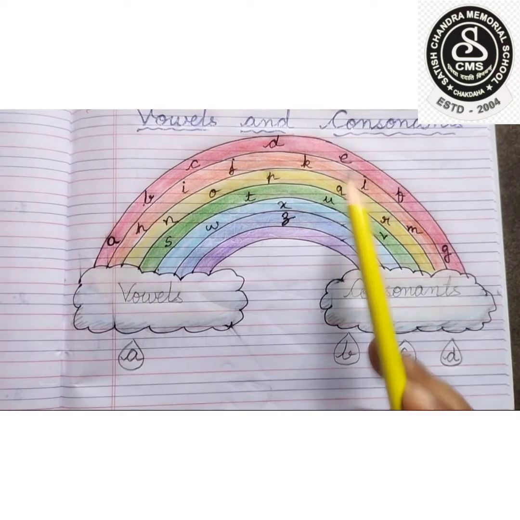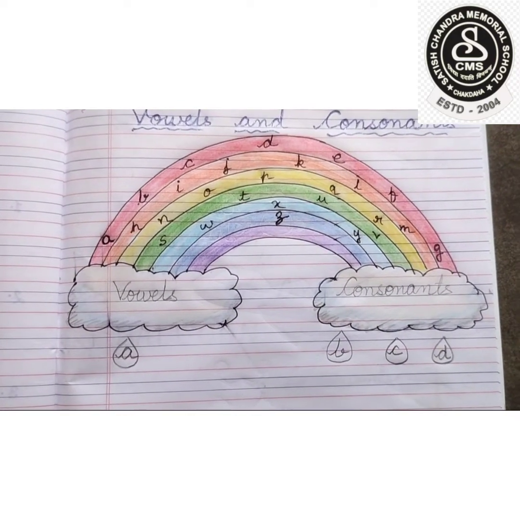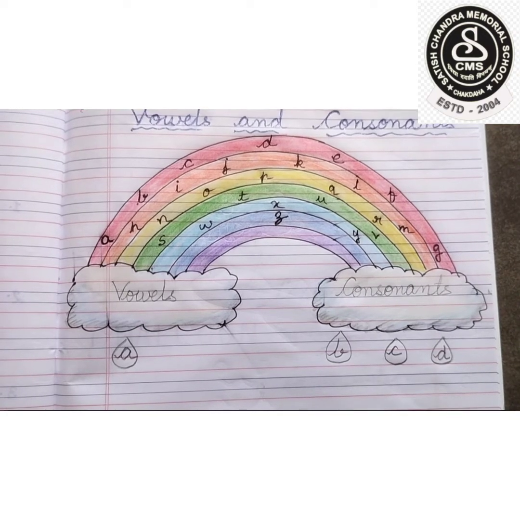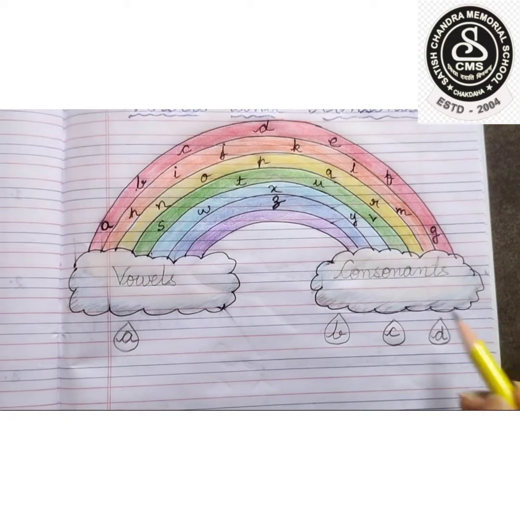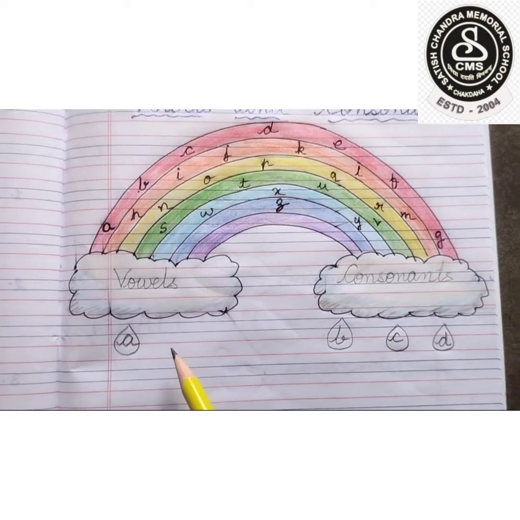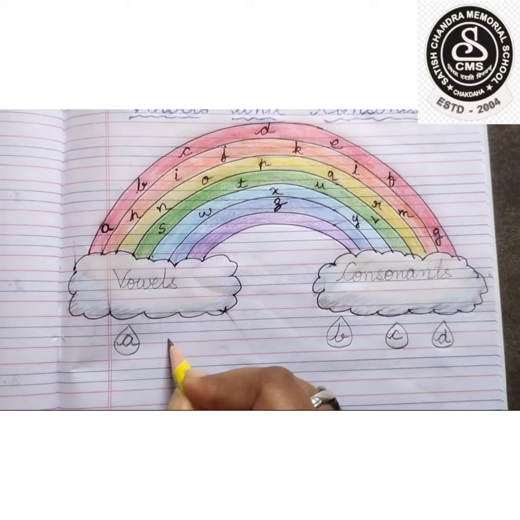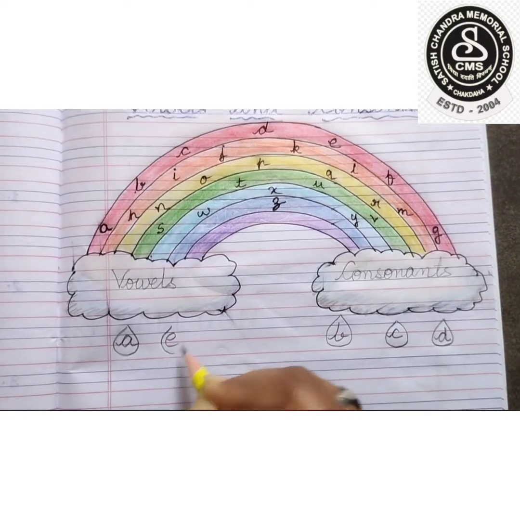Next E. Children, tell me, is E a vowel or a consonant? Yes, it's a vowel. So where should we write it? Under consonants house? No, then under, yes, vowels house. Here we will write E and we will make a raindrop.